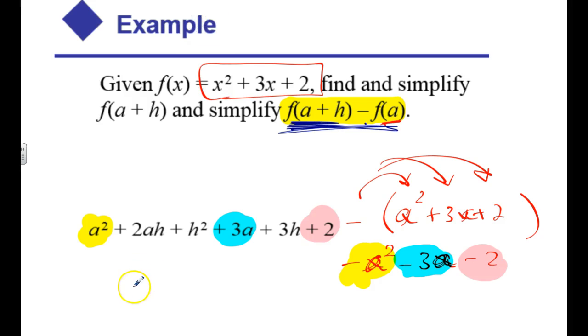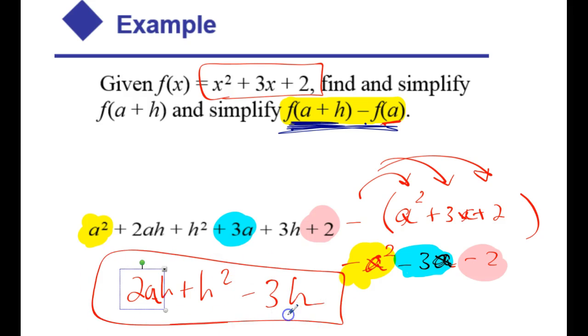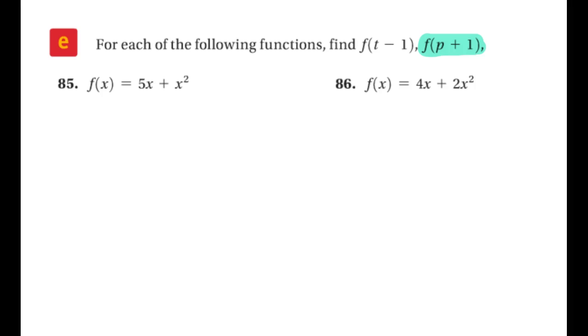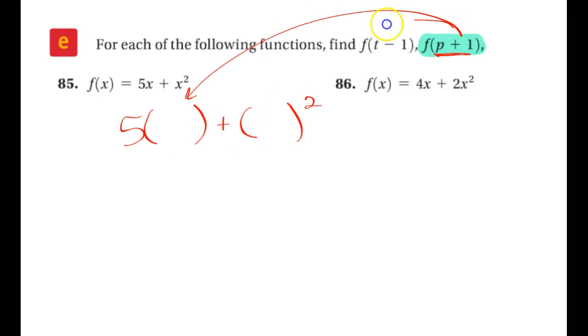And I think I'm just left with 2ah plus h squared plus 3h for the final answer. 2ah, yep, there it is. A little bit difficult. So again, if you're just going to plug in p plus 1, this would be 5 parentheses plus parentheses squared, and then in the parentheses you put the p plus 1. So again, I think the key here is to replace x with just parentheses.